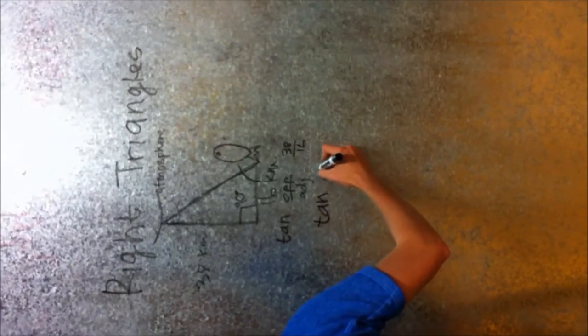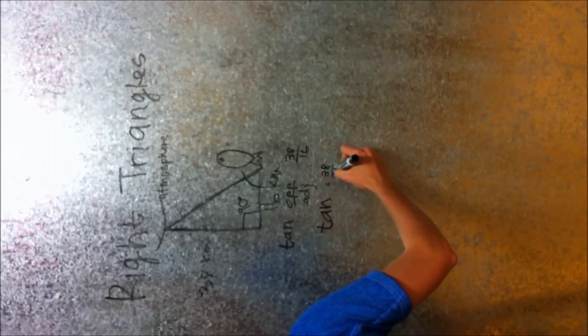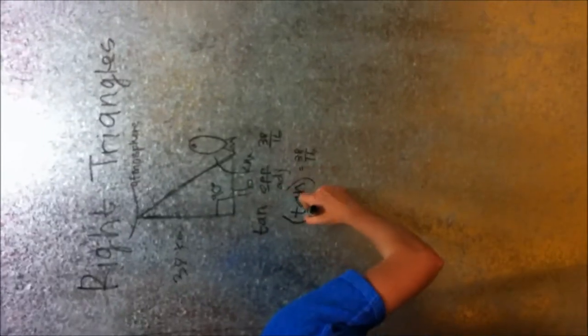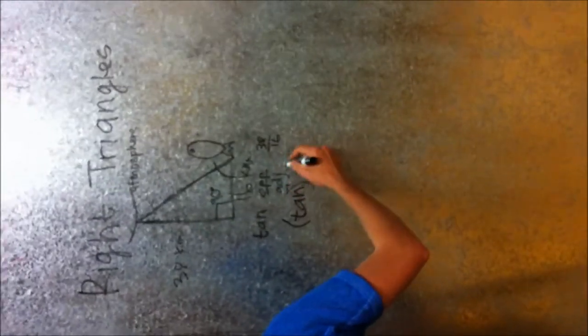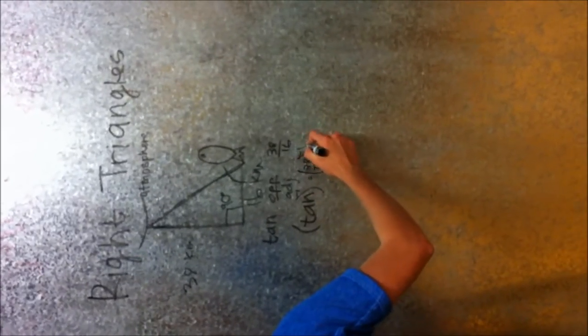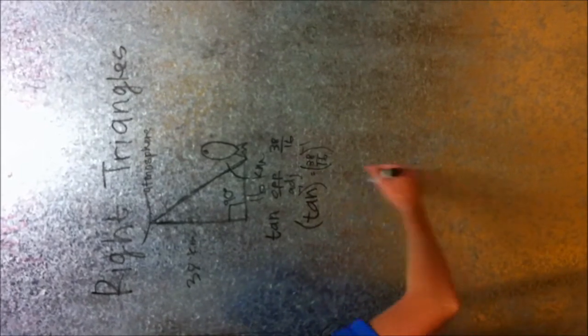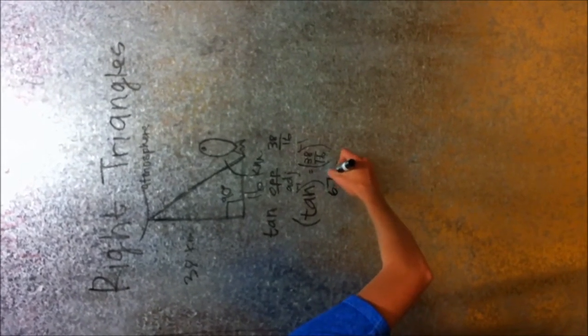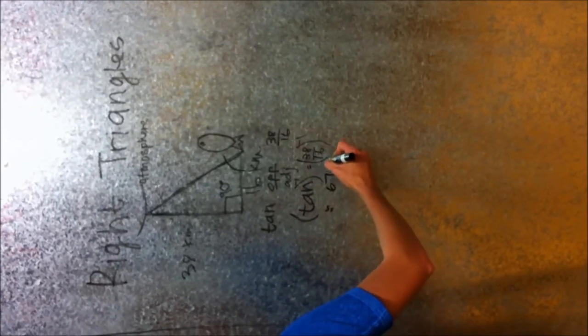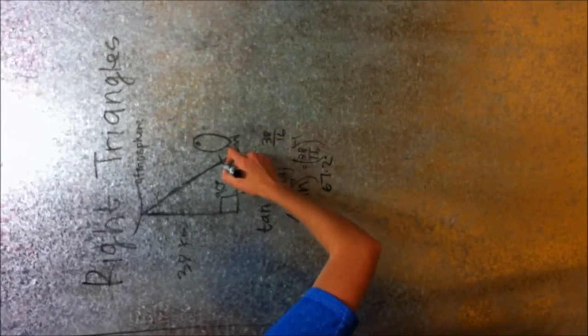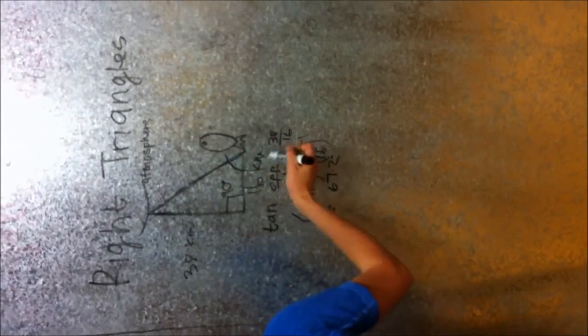So we would raise everything to the power of -1. After typing that into your calculator, you get approximately 67.2 degrees. And that is the angle that the rocket will need to tilt in order to shoot through the atmosphere at the correct angle.